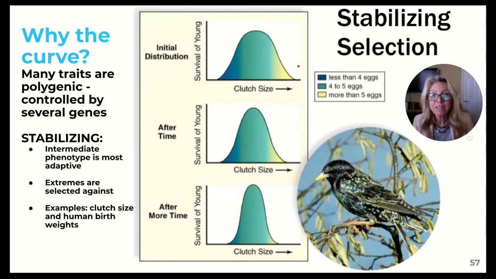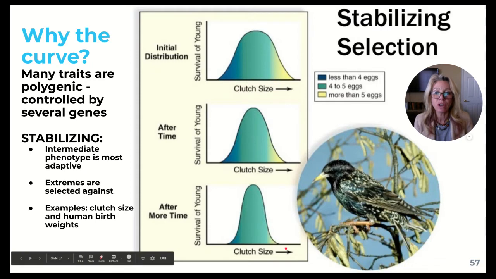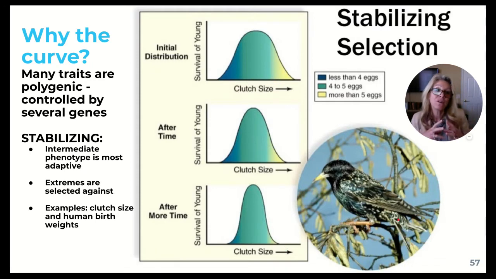So stabilizing selection is you are selecting for the intermediate. You don't want to be too tall, you don't want to be too short, you want to be just right, the Goldilocks arena. So the intermediate phenotype is most adaptive, and the extremes are selected against over time. So for instance, for birds, you don't want to have too many eggs, you don't want to have too few eggs, it's got to be just right. Birth weight, you do not want to give birth to a giant, but yet it's not adaptive to be too small either, so it's just right.